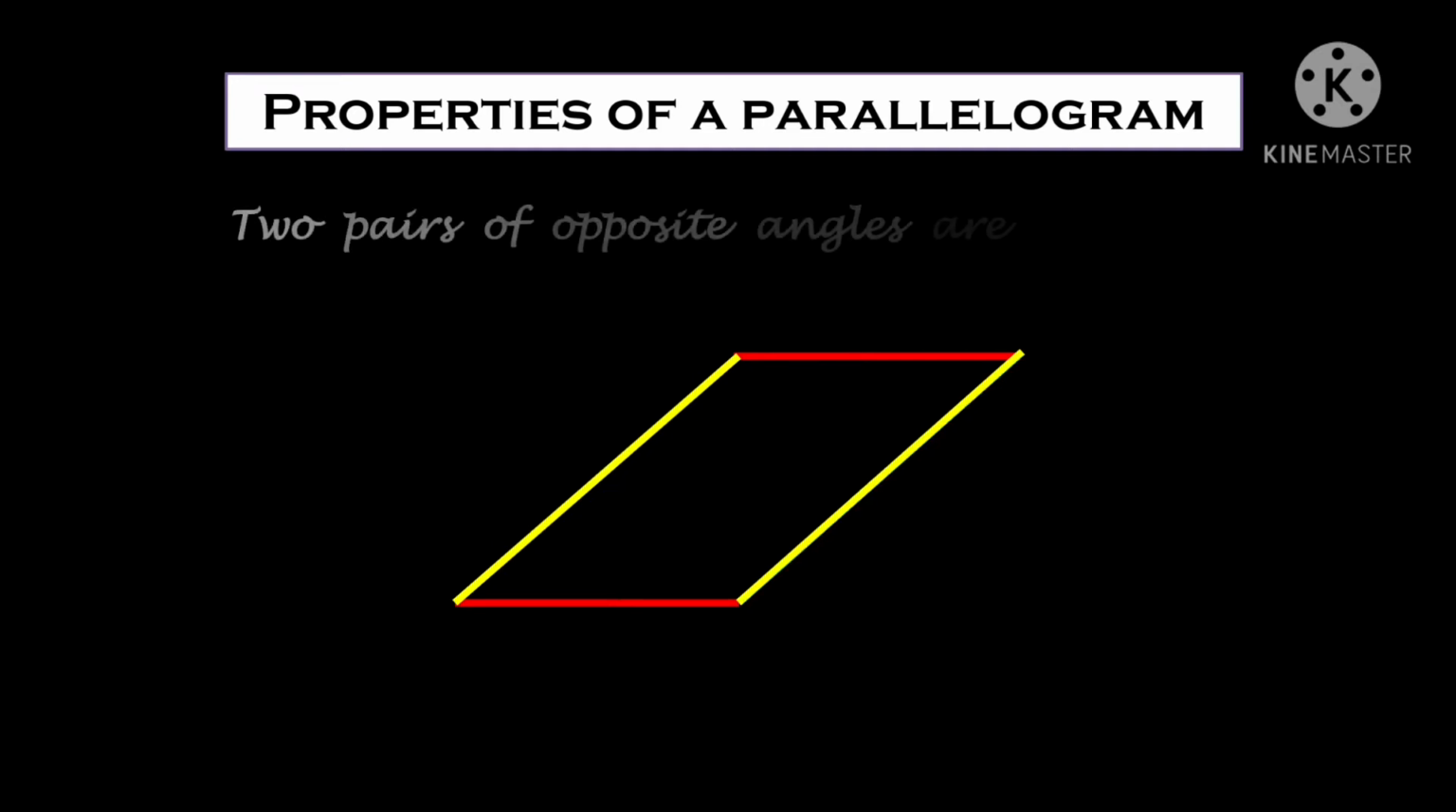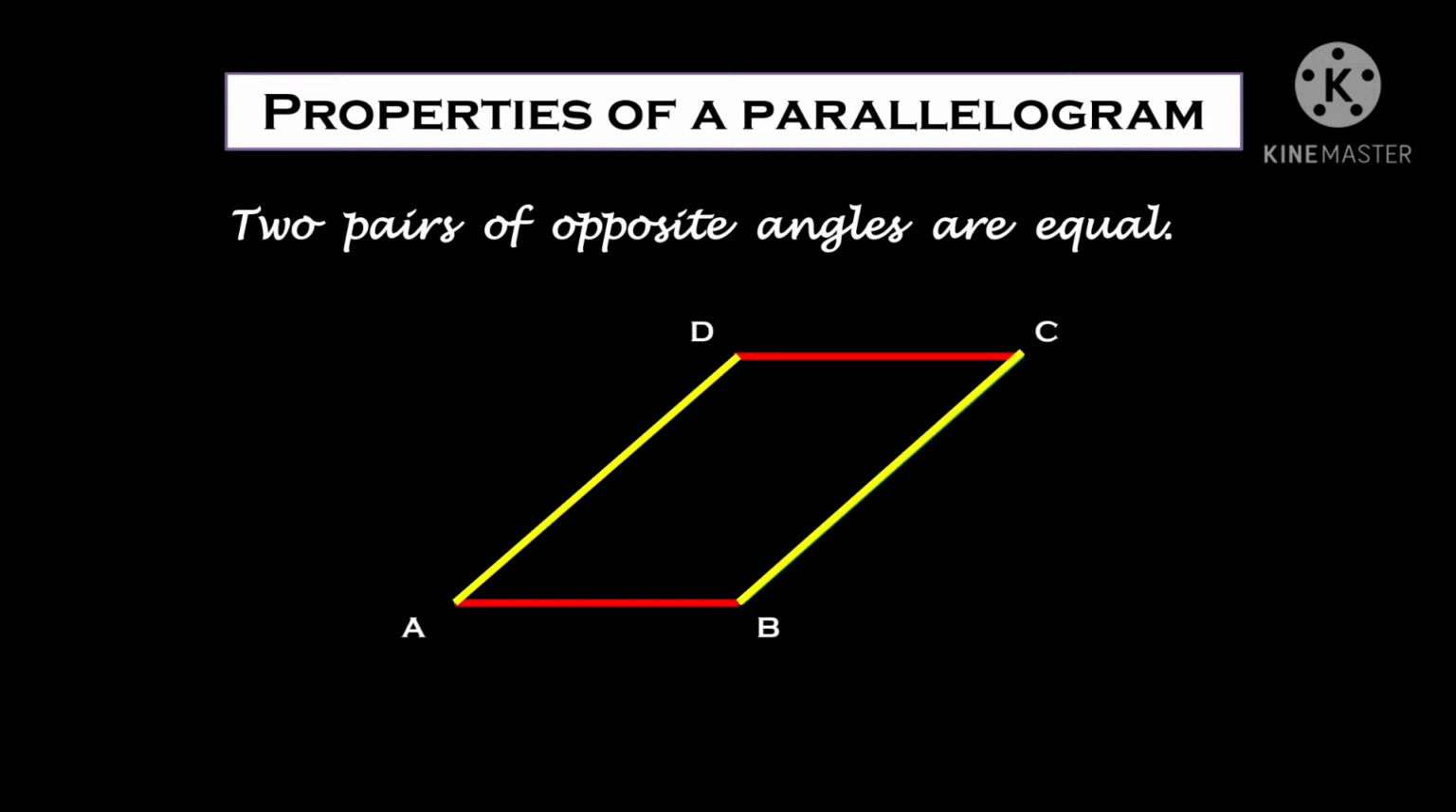Next, the 2 pairs of opposite angles are also equal. In a parallelogram, opposite angles are also equal. Let's consider the parallelogram ABCD and first see the opposite angles. As you can see here, A and C are opposite to each other, B and D are opposite to each other. So you can say angle A is equal to angle C.